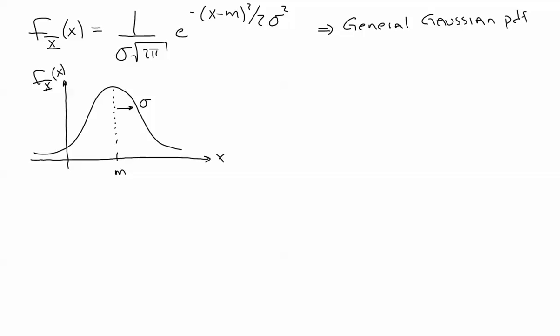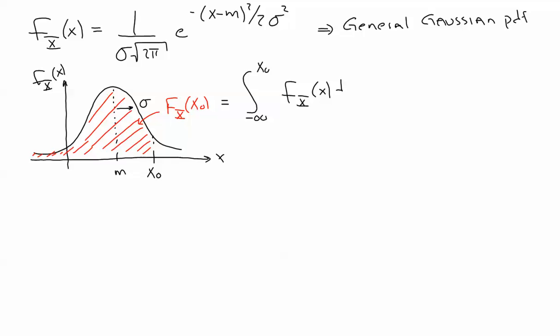So let's pick some point on my curve here. Let's call that x naught. The cumulative distribution function is the integral from minus infinity up to x naught. So the area under my curve here, this piece, is the cumulative distribution function evaluated at x naught. The area under the curve that I've hatched in as red is the cumulative distribution function evaluated at x naught. And this, of course, is the integral from minus infinity up to x naught of my PDF.